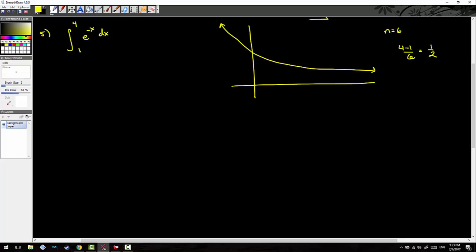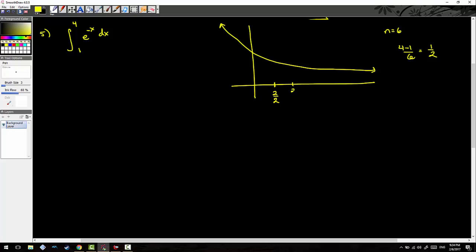Alright, so let's see how this turns out. Since I'm going from 1 to 4, I'm going to start right here. Each space is 1/2 long, so since I began at 1, hopefully it makes sense that my first point is 2 over 2. And each one is going to be 1/2 long until I get to 8 over 2, which is 4.